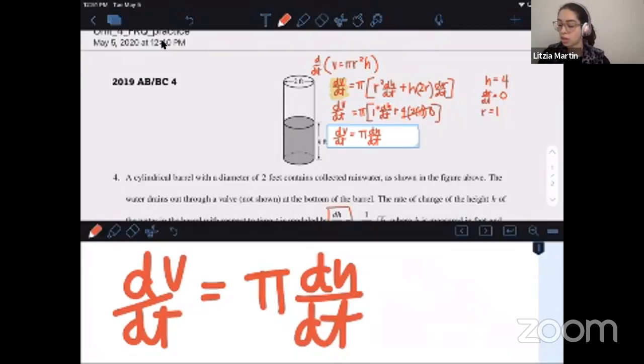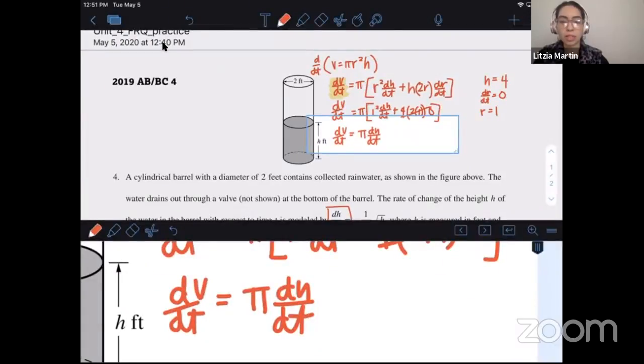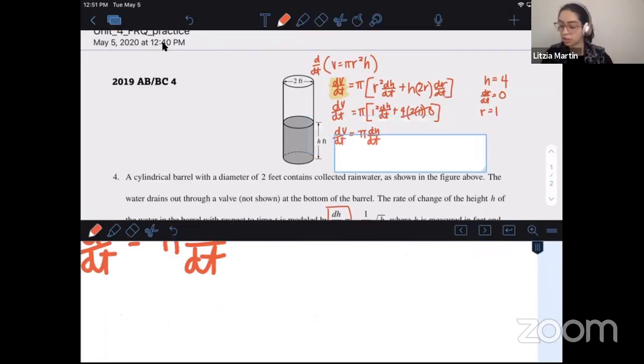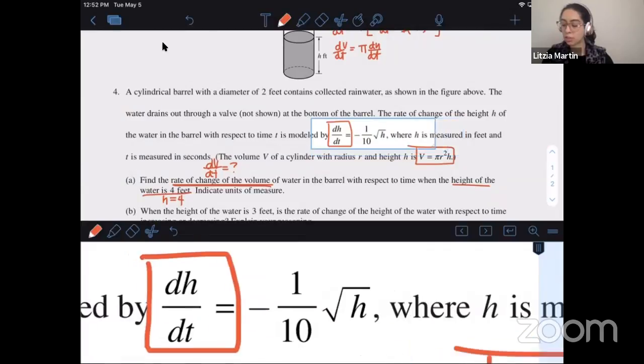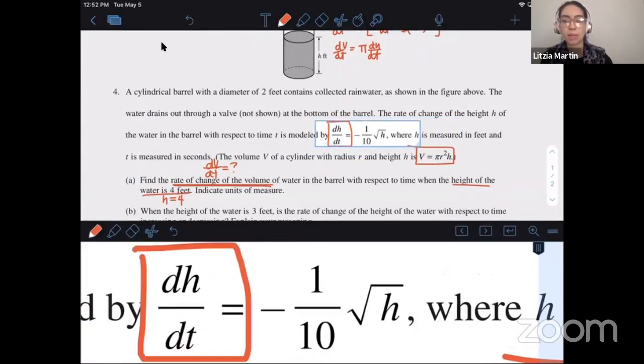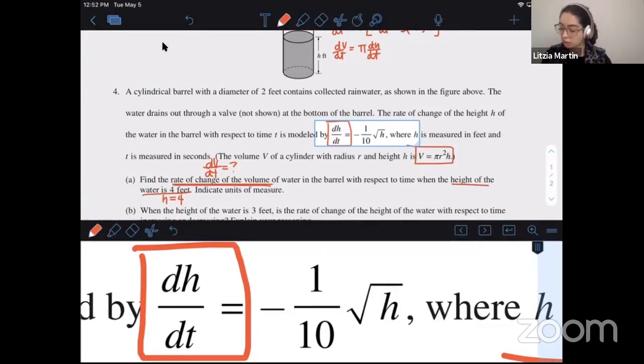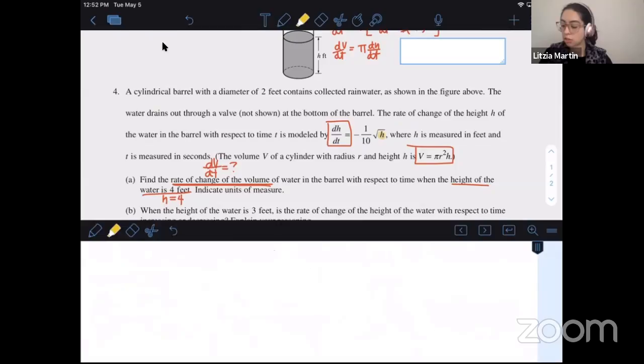So we've gotten this at this point, but that doesn't give us the exact value of the rate of change of the volume because we don't know what dh over dt is. So we've got to figure that out. How are we going to figure that out? Haha, they gave us what dh over dt is, remember? dh over dt is equal to negative 1 over 10 times root h. So we just need to plug in the h value, which we know is 4, and that will give us this dh over dt value.